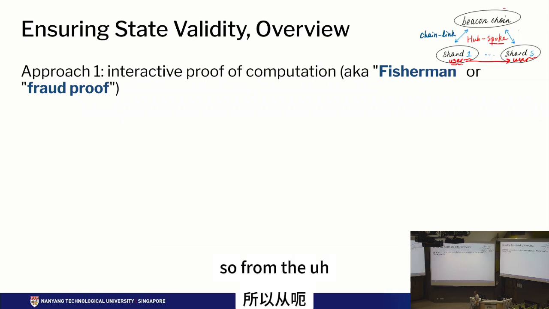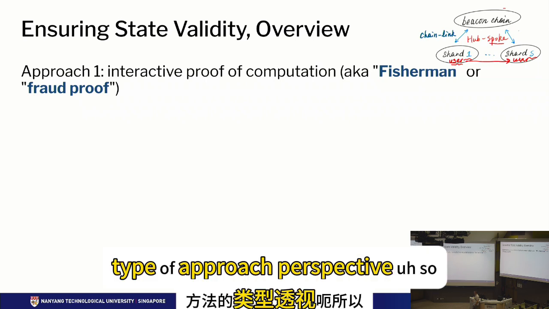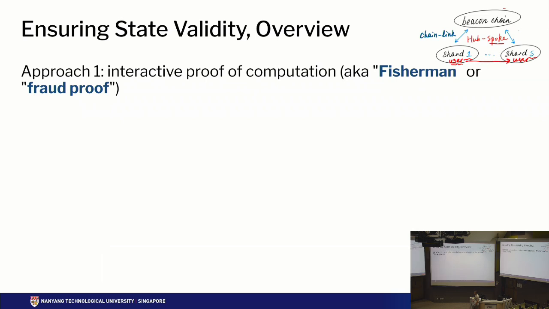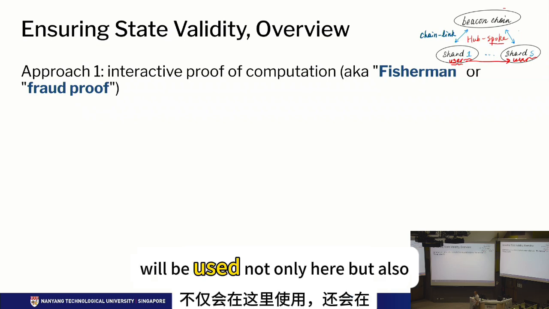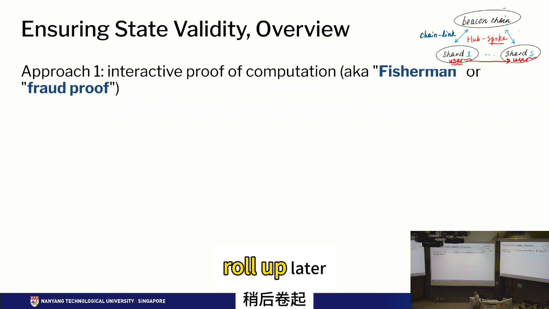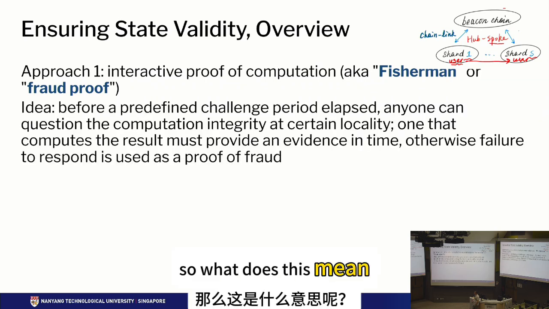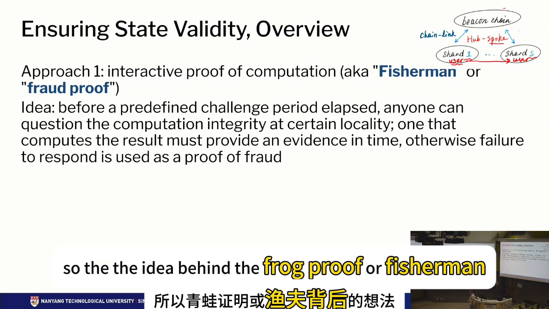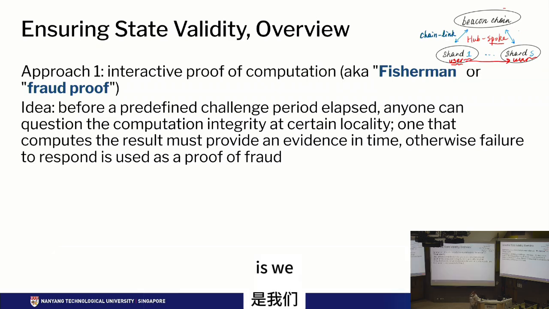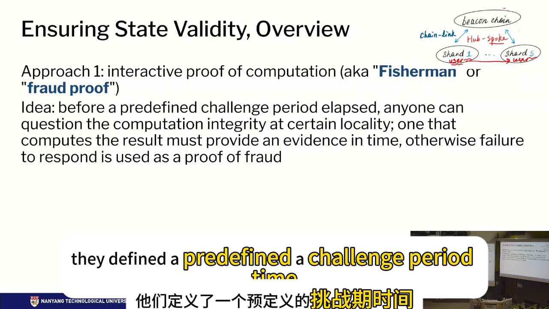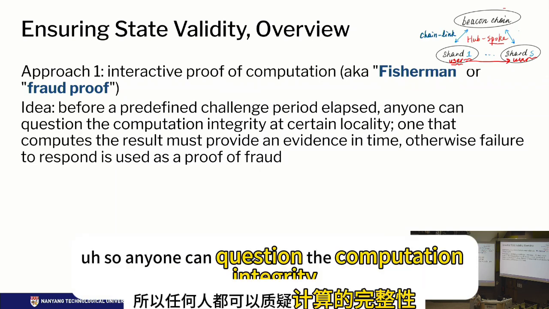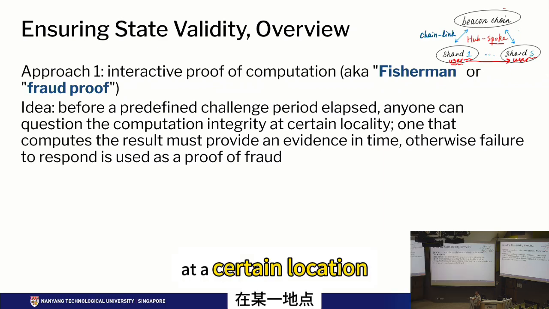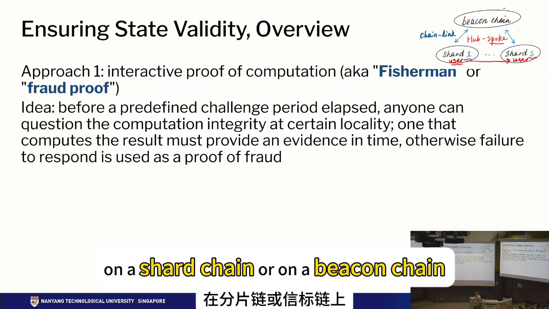From the type of approach perspective, one is called fisherman, or you can call it a fraud proof. This approach will be used not only here, but also in rollups later. So what does this mean? The idea behind the fraud proof or fisherman is we predefine a challenge period. During the challenge period, anyone can question the computation integrity at a certain locality on a shard chain or on a beacon chain.